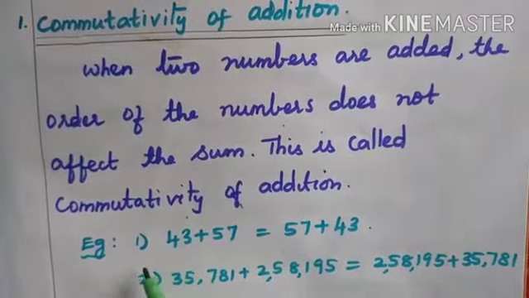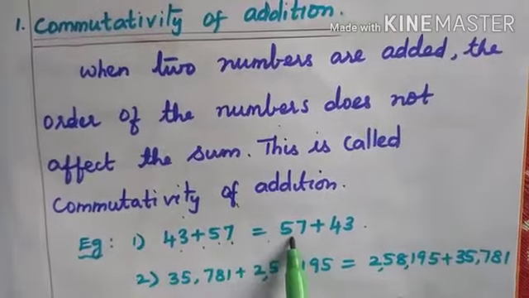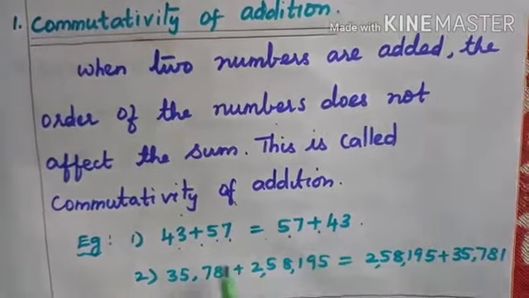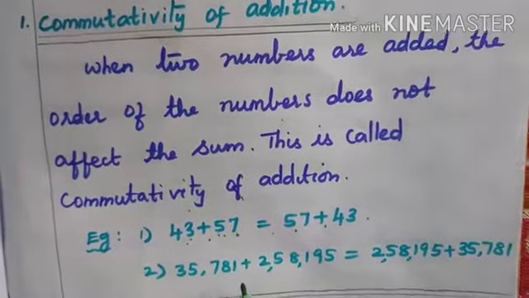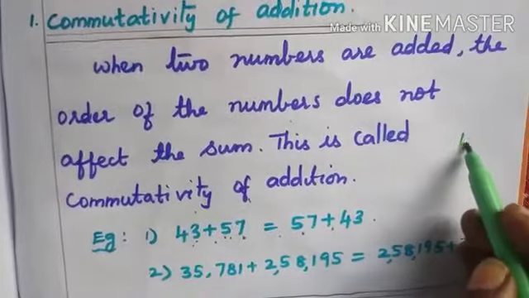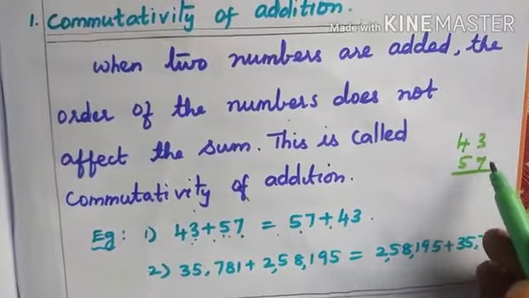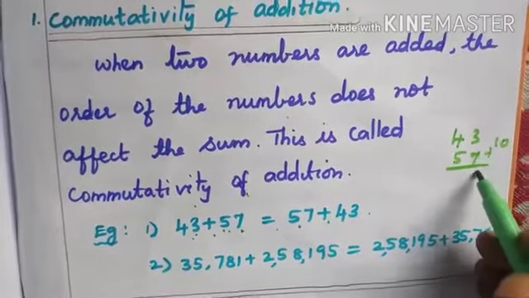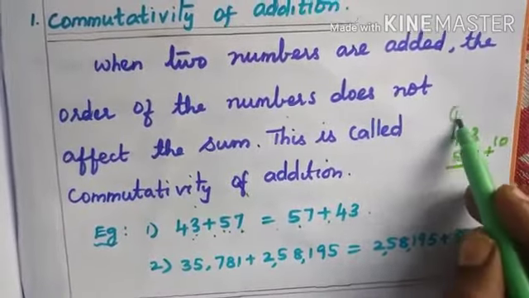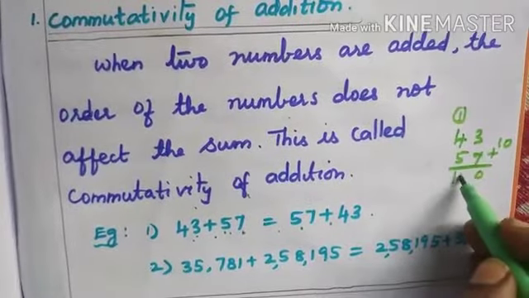See here. For example, 43 plus 57 equals 57 plus 43. When we are adding 43 plus 57, what will we get? So you see, 43 plus 57. Here when we are adding 3 plus 7, we get 10. So here we put 0 and carry 1. Now you see, 4 plus 1 is 5. 5 plus 5 is 10, so 100.